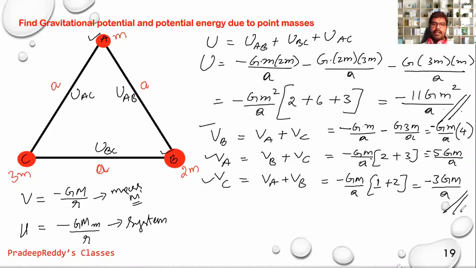If you are calculating gravitational potential at B, you will get one different value. Gravitational potential at C, you will get one different value. Gravitational potential at A, you will get one different value.